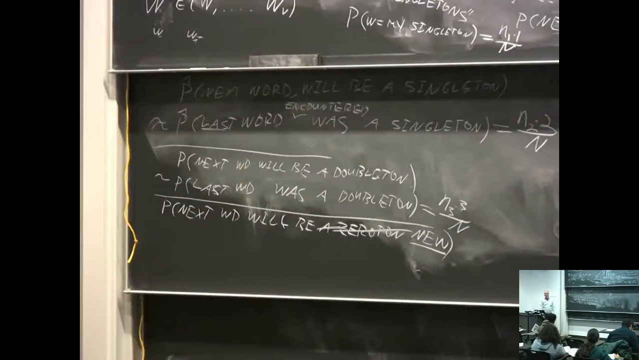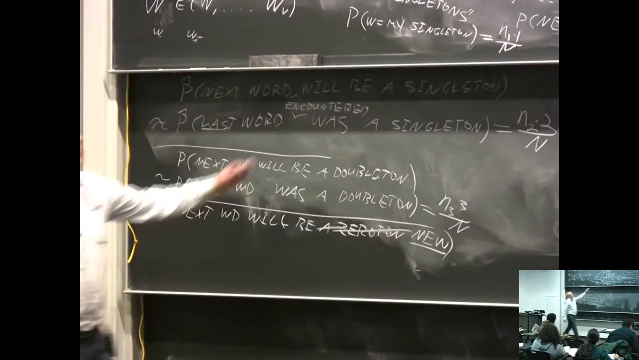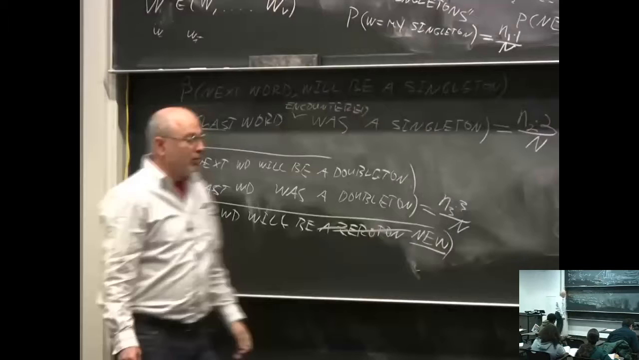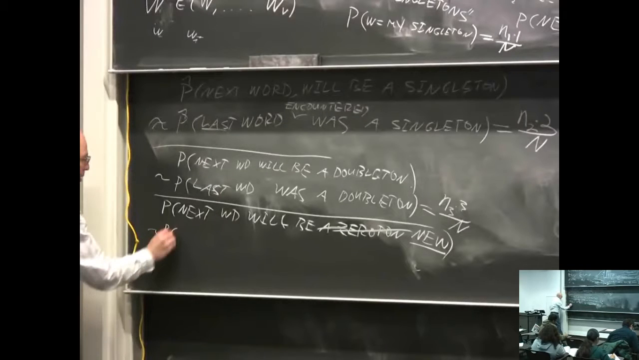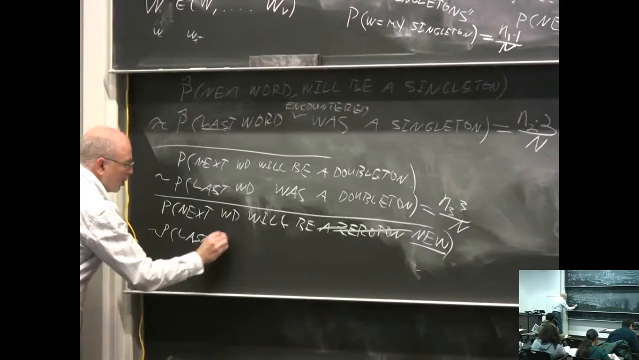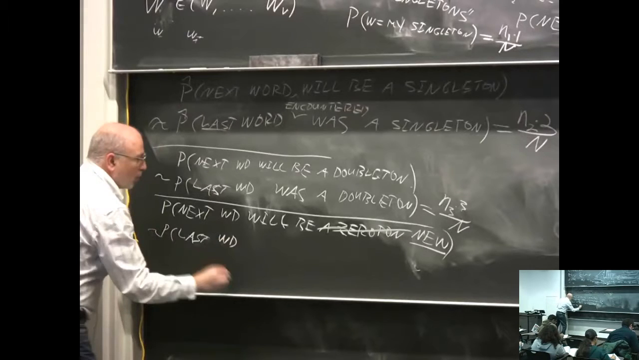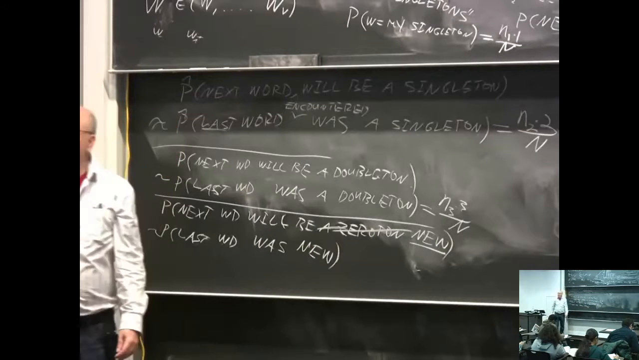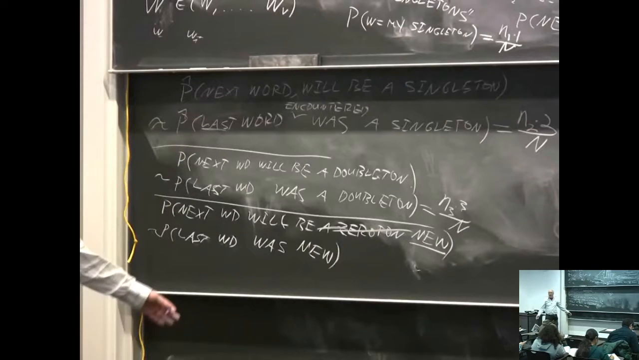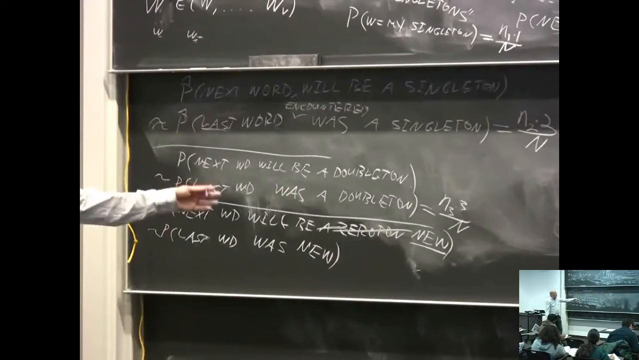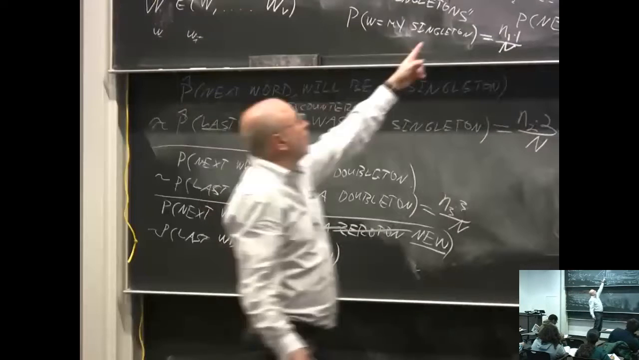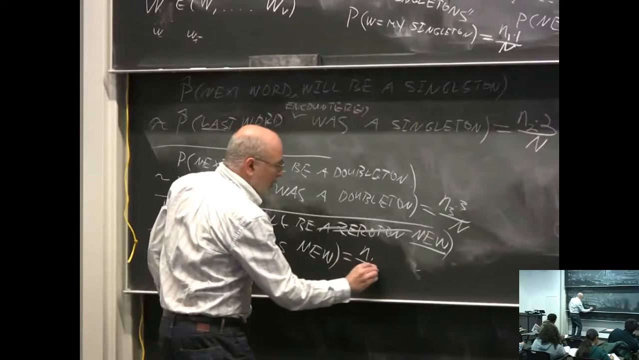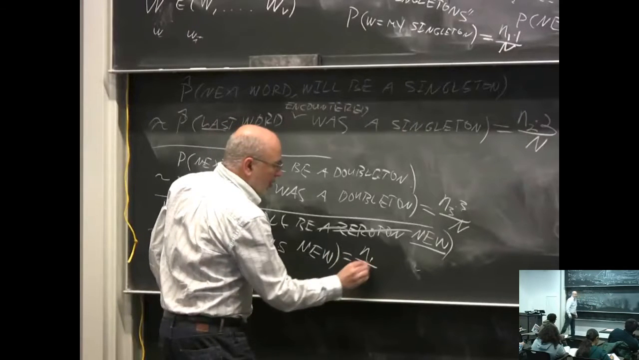The probability that the next word will be new, namely will come from this column whose height I may not even know, is about the same as the probability that the last word was new. What is the probability that the last word was new? Well, if it was new, it is now a singleton. So it's the area of this tall column, which is n sub 1 over big N.